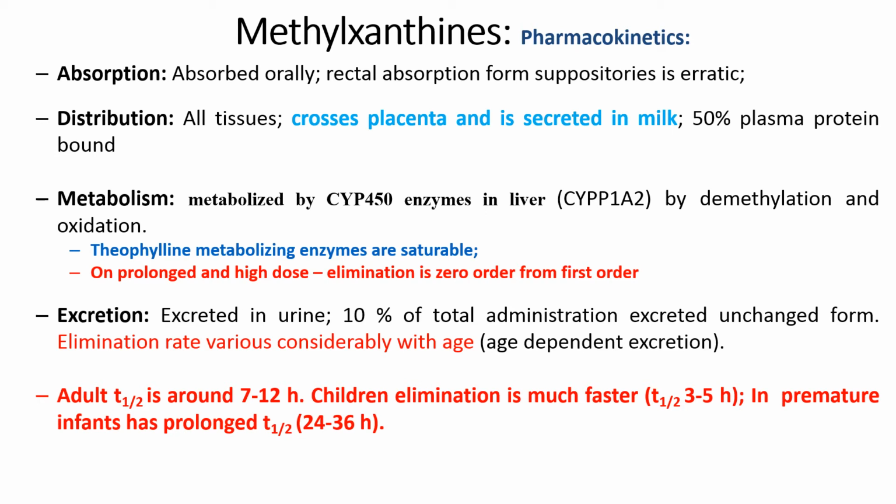The interesting thing is that in adults the T half is around 7 to 12 hours, whereas in children the elimination is much faster, and the T half is in the range of 3 to 5 hours, whereas in neonates or in premature infants the T half is prolonged to 24 to 36 hours.